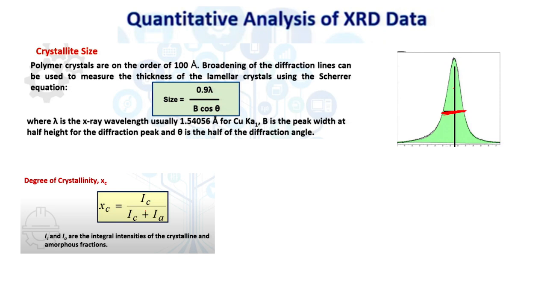And what is the degree of crystallinity? This is Ic divided by Ic plus Ia. Now what are Ic and Ia? They are the integral intensities of the crystalline zone and the amorphous zone.